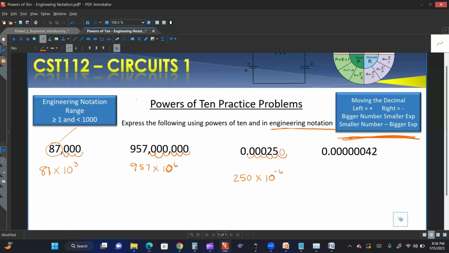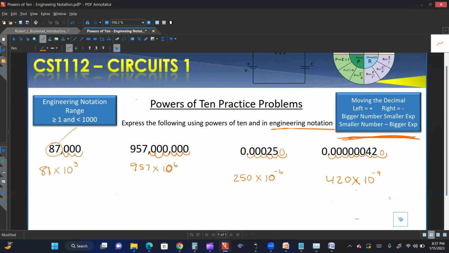All right, so let's take a look at the last example. So we're moving in multiples of 3. 1, 2, 3, 4, 5, 6. Still too small. 7, 8, 9. And we just add ourselves a 0. And so this number will be 420 times 10 to the minus 9.